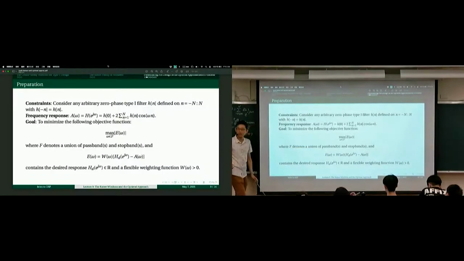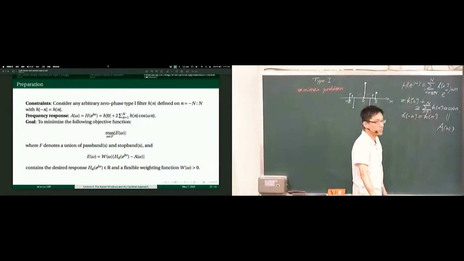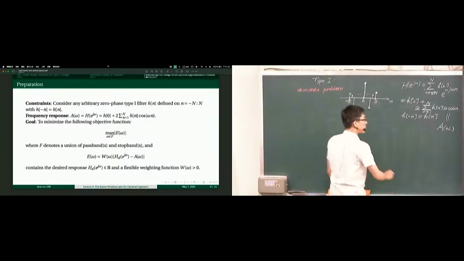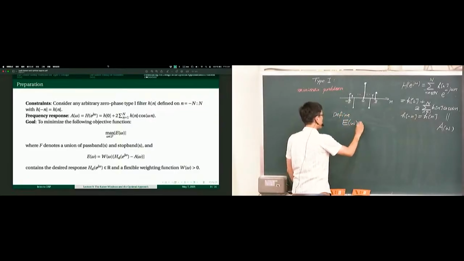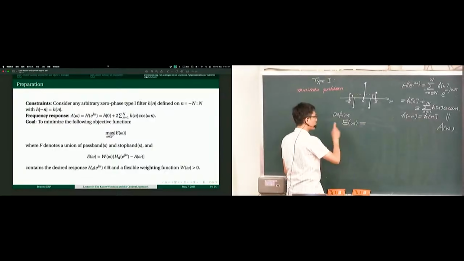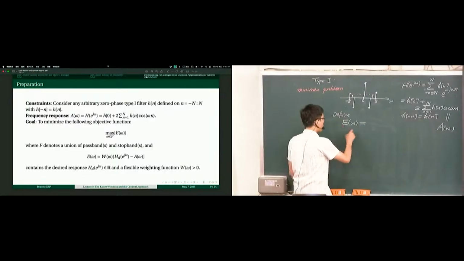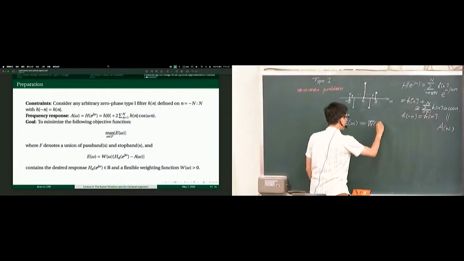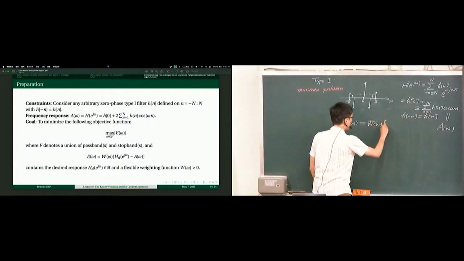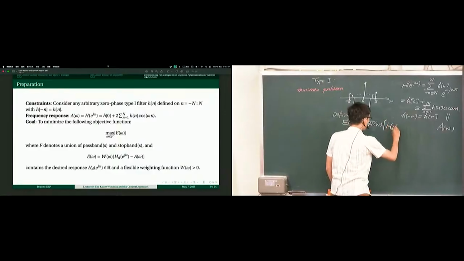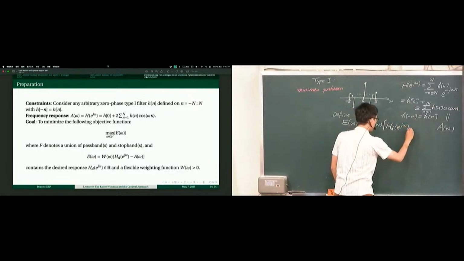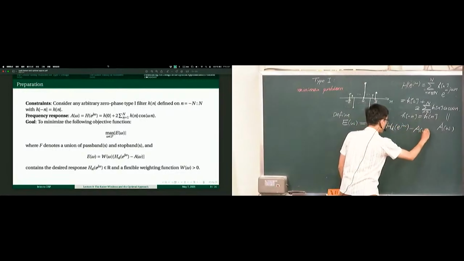So there are a few twists here. There are a few concepts we need to master right here. Let me copy the expression. So here we define the function we want to minimize, the maximum of, and that function is denoted as a weighted version of the approximation error. Of course, the approximation error is the desired response minus A of omega.